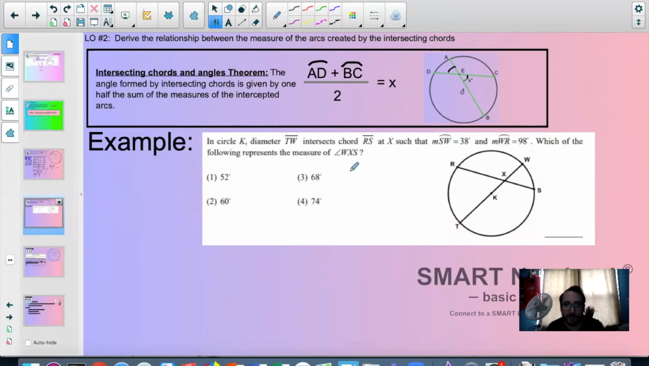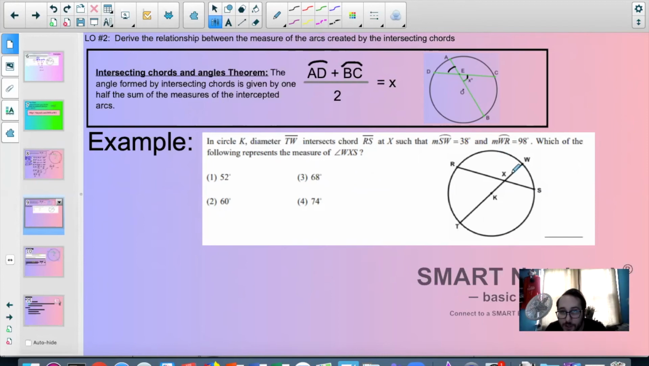All right, let's do it. It says in circle K, diameter TW, that's going to be important, intersects chord RS at X, such that the measure of arc SW is 38 degrees and the measure of arc WR is 98 degrees. Which of the following represents the measure of angle WXS? So let's fill in some information.